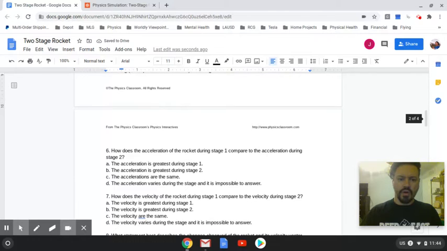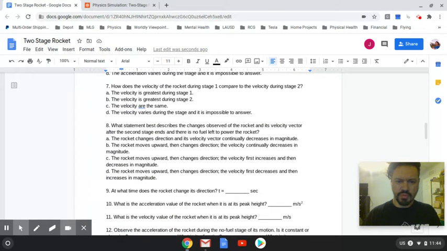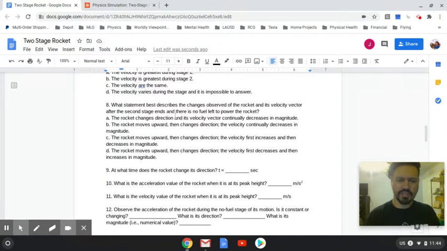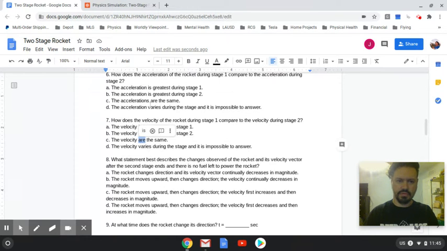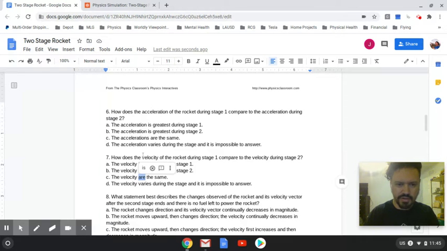Okay, moving along. Multiple choice. Just think about each of these scenarios as they're listed. Looks like I made a little mistake. Oh yeah, the velocities.